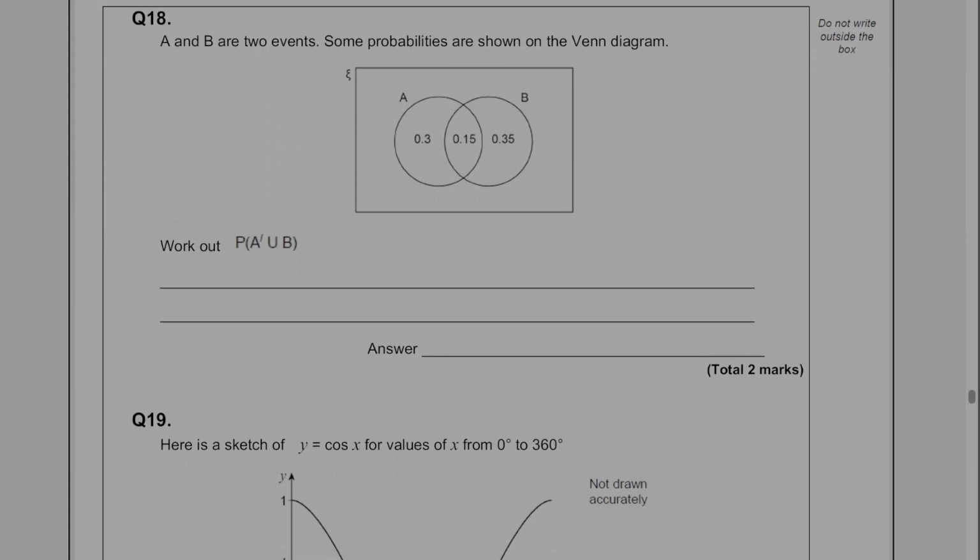Right, question 18. A and B are two events. Some probabilities are shown in the Venn diagram. We're missing this one here at the moment. All of them need to add up to 1, but we might not need to work that out. Work out the probability of the union of the complement of A and B. I'm going to shade these in just to help me out. The complement of A is everything that's not in A.